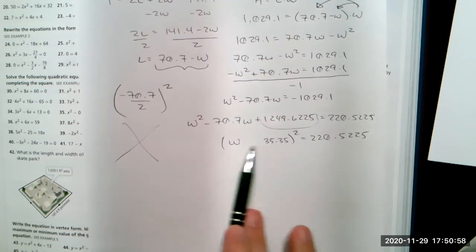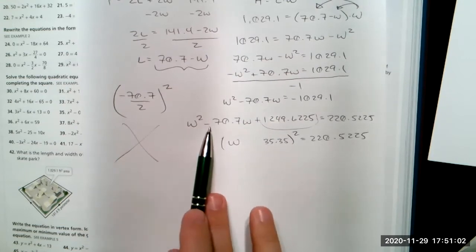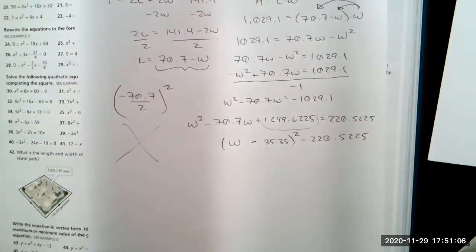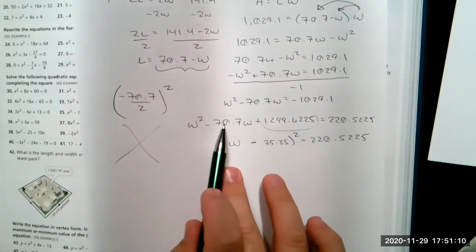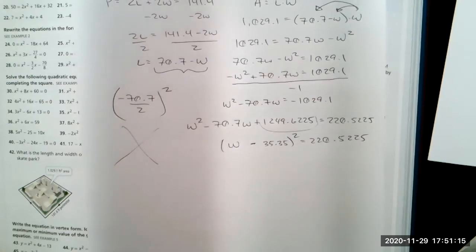Now you just have to decide, is it positive or negative? Well, if these two numbers have to add to negative 70.7, they have to be negative, right? They multiply to this, and then the same two numbers add to this. So since they have to add to a negative, that means the number has to be negative.